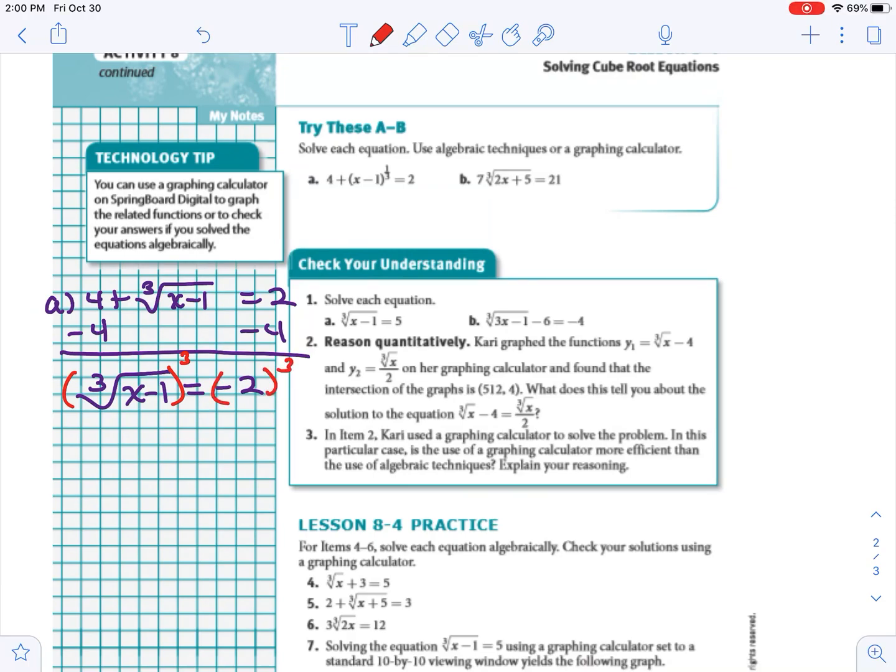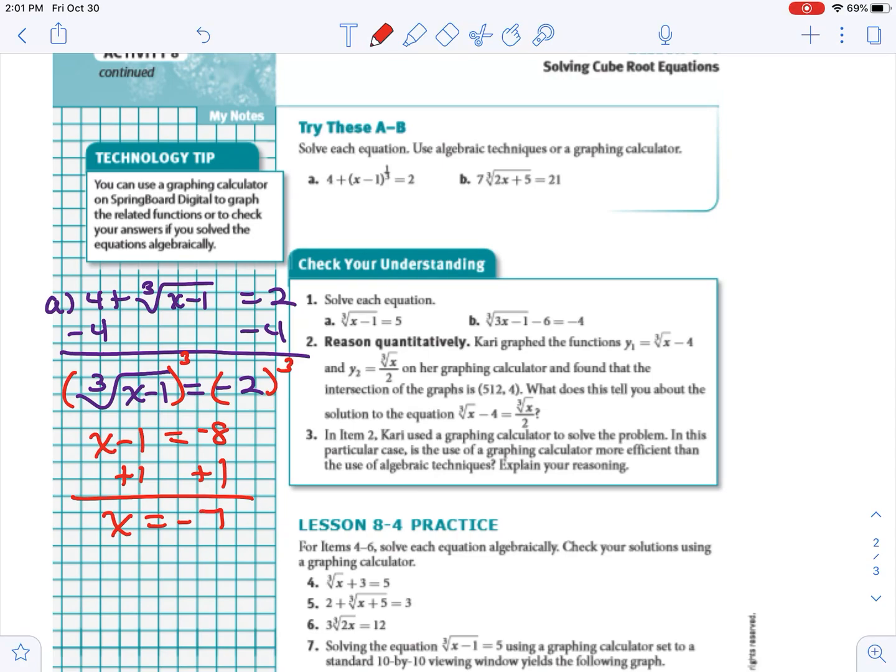And when we do that, we release the x minus 1 from the root, and we get x minus 1 equals -8. Finally, we're going to add 1 to both sides, and we get x equals -7. Okay, so that is our solution. Of course, we can plug it back in and check it.